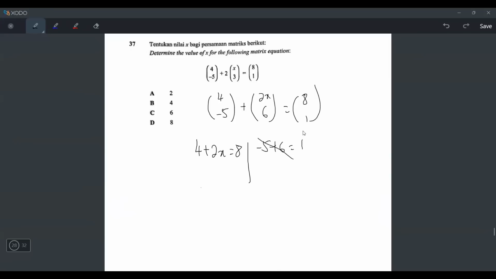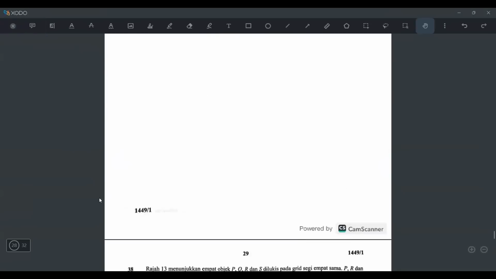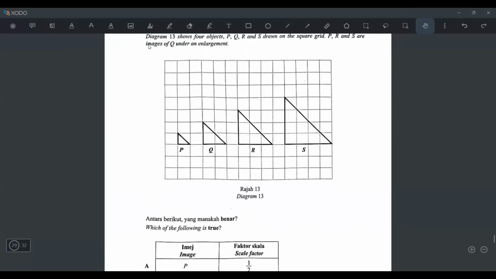But this one, nothing to do. I'm trying to find X, so I will focus here. 2x equals 8, plus 4 becomes minus 4. 8 minus 4 is 4. X equals 4 divided by 2. The answer is 2. Quite easy. Okay, let's go with 38.